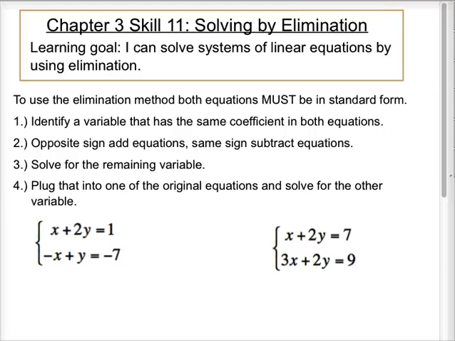Welcome back again. Today we're going to begin our third and final way of solving systems of equations, called solving by elimination. Now, the goal of elimination is, instead of trying to get a variable by itself, you're trying to find a variable that has the same coefficient, the same number, in both equations.